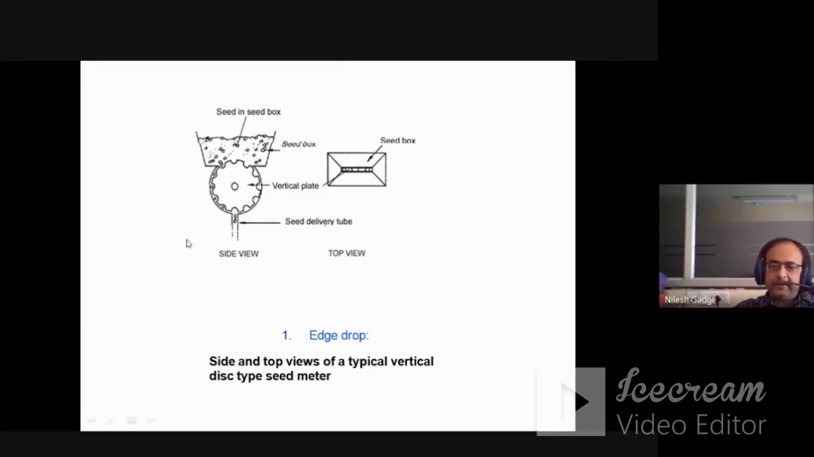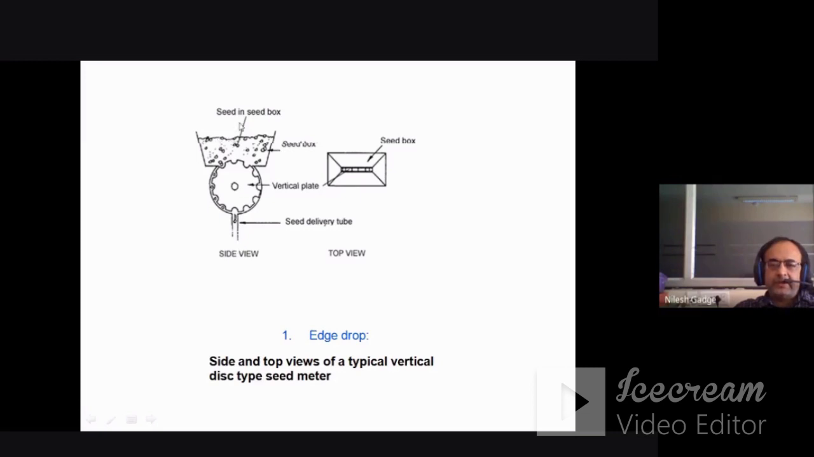So see the figure of the edge drop mechanism. This is the edge drop mechanism. See, these are the edges, the periphery. This is the seed box. Then this is the vertical plate. This is the seed delivery.